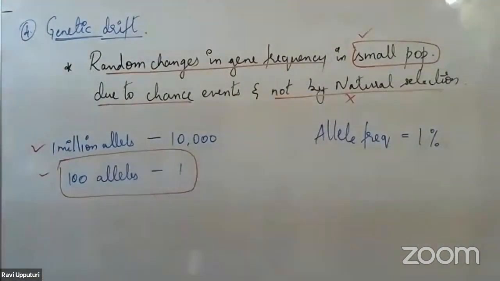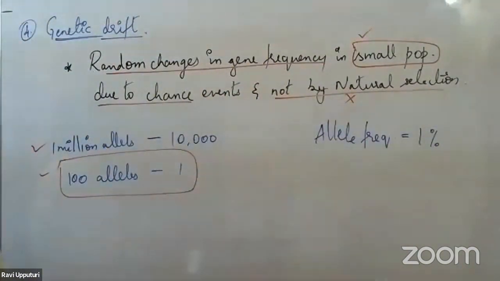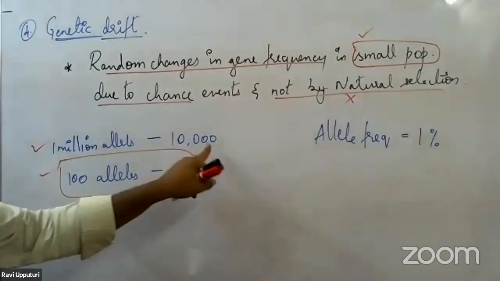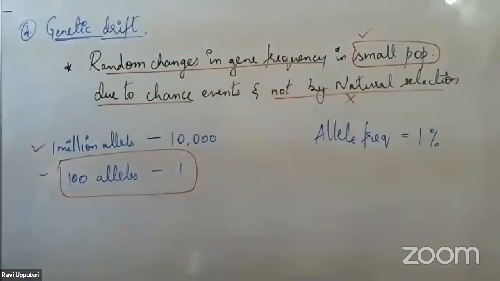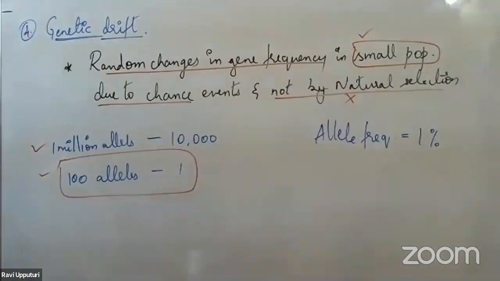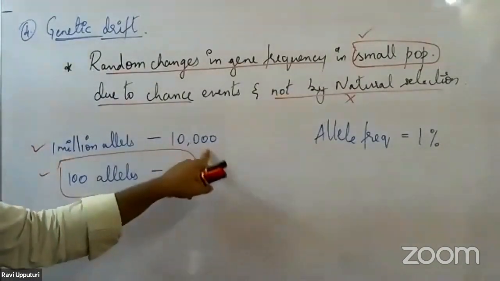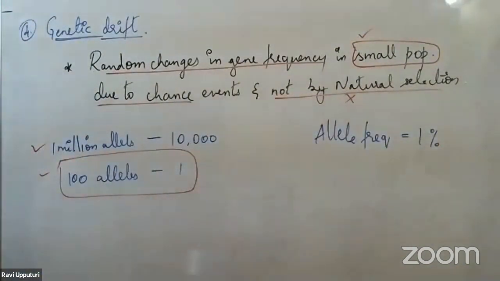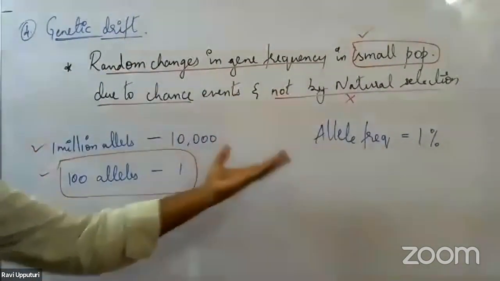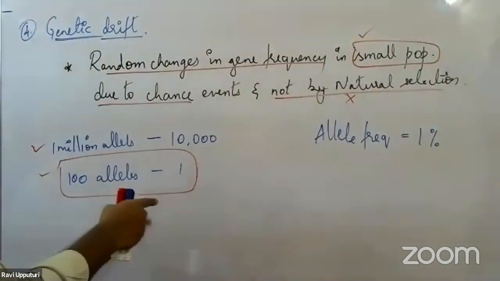We know that losing one allele out of 10,000 will not make much difference, right? Losing one allele out of 10,000 alleles will not make much difference, because almost 9,999 are already present there. But losing one allele out of one will make a huge difference in the population.